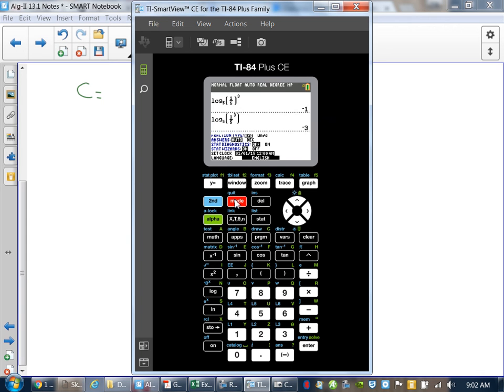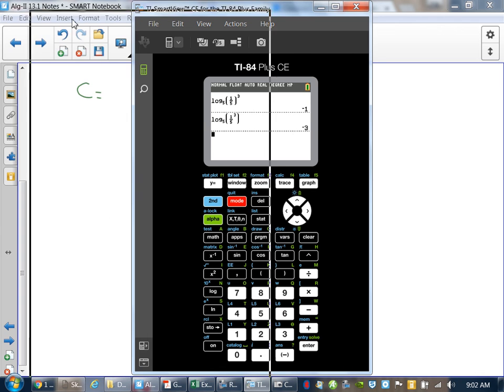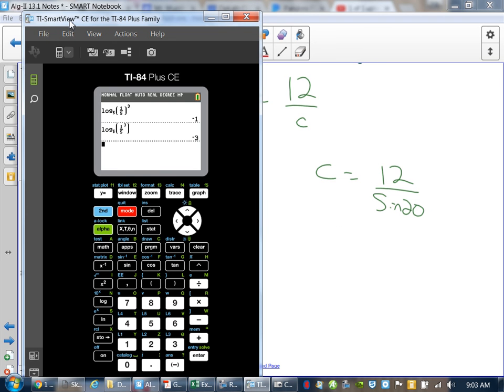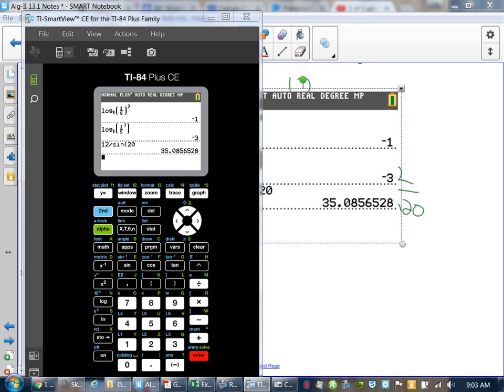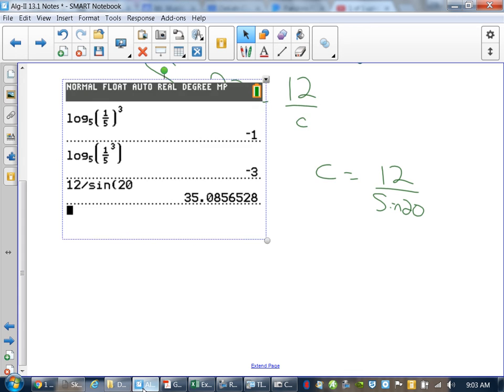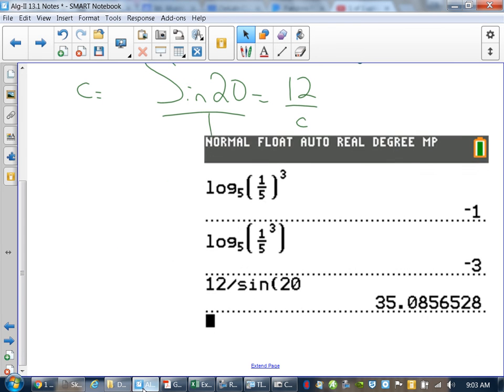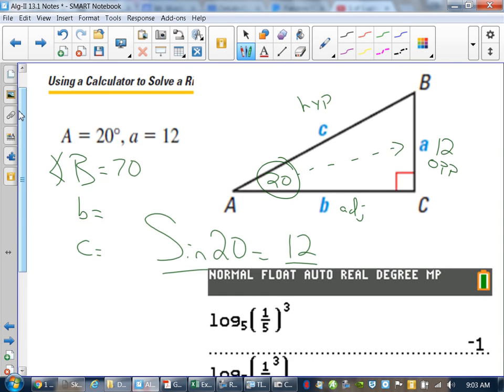So back into here, this one isn't so bad because there's not a lot of real math going on. If you just type in 12 divided by the sine of 20 and hit enter, you're going to be okay. Once again, I generally say always round to 2 decimal places. I think the book says tenths, but always go 2 for me because that's better. So if it is 35.085, what am I going to write that as? 35.09. Very good.